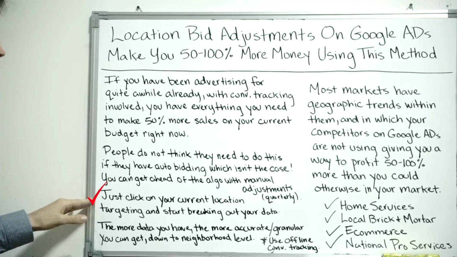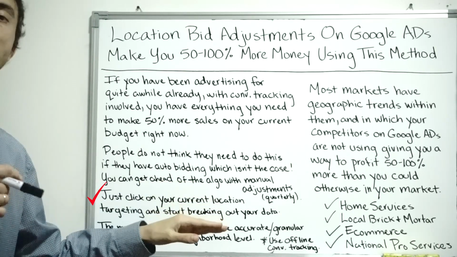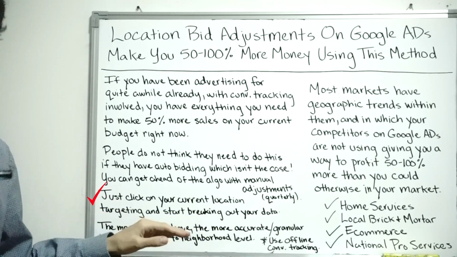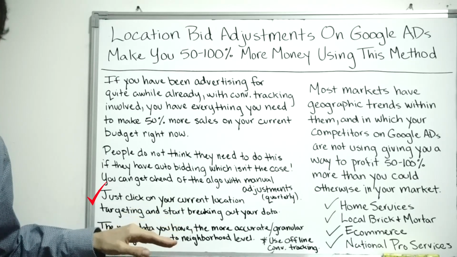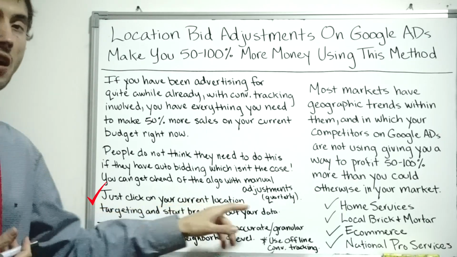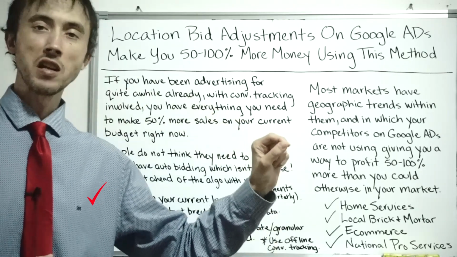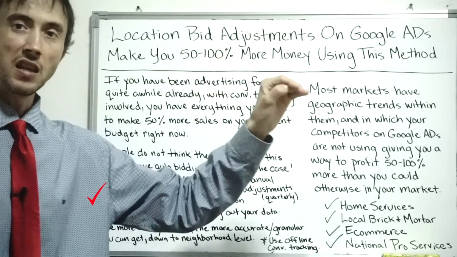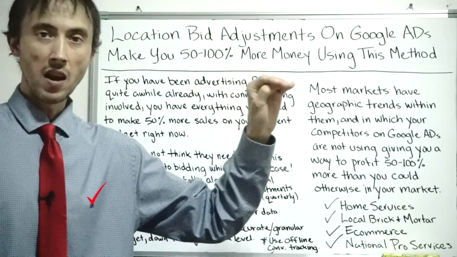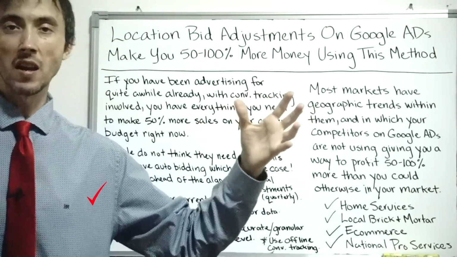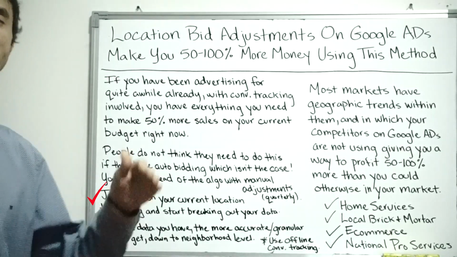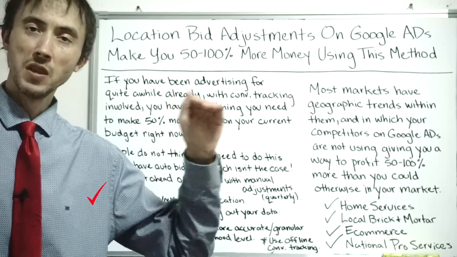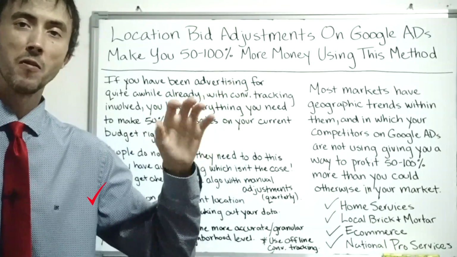You just go into the location targeting part of your campaigns, click on the location, whether that be United States or Chicago, and start breaking out your data. As soon as you click on the location targeting you have, it'll ask how you want to break this out: by city, neighborhood, nearby airports, or whatever. What you want to do is go to the second least precise option.